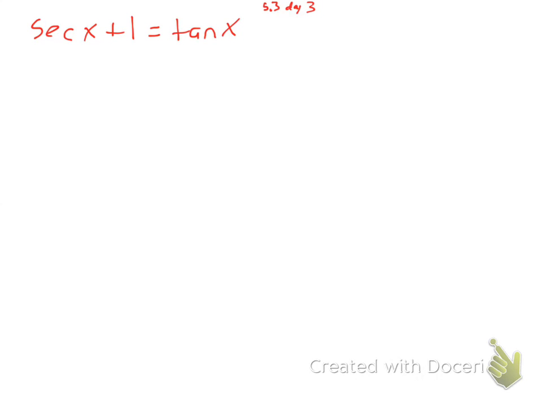This is chapter 5.3, day 3. We got to finish up the different types of techniques of solving equations. Remember, we started off with the idea of just solving it for angles, because we're solving it for an angle here by setting a trig function equal to a ratio. We could use our unit circles.